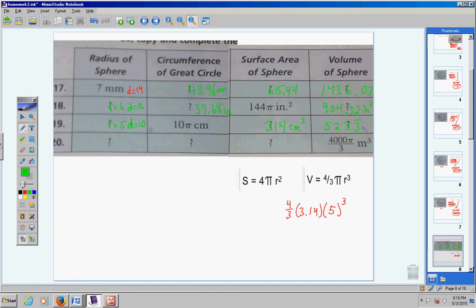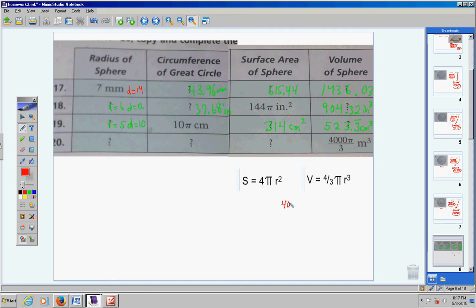Let's see, centimeters, cubic centimeters. Alright. Okay, moving on. Let's take a look at number 20. Number 20, they give us the volume right here. So we have to find that good old radius, okay? So for V, I'm going to put the volume, which is this right here.